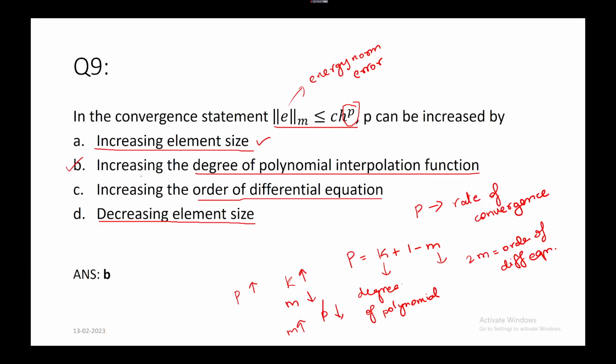Any doubt as to why B is the answer? We just saw the expression for p. Increasing the degree of polynomial interpolation function will help us increase the rate of convergence, that is p. So any doubts? No, sir. Okay, so we'll now go to the next question.